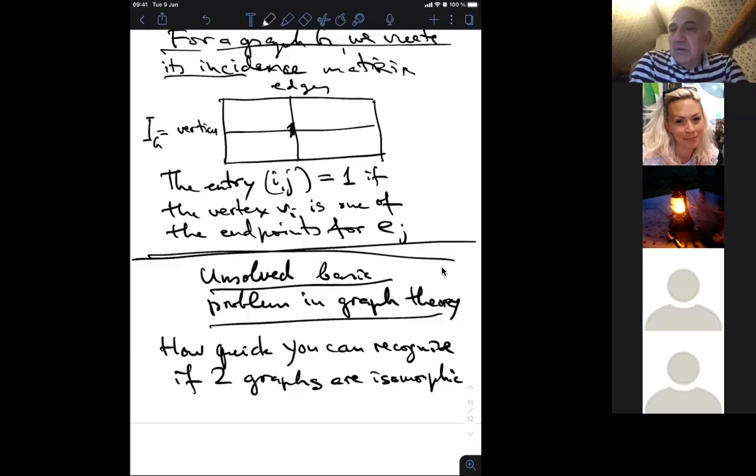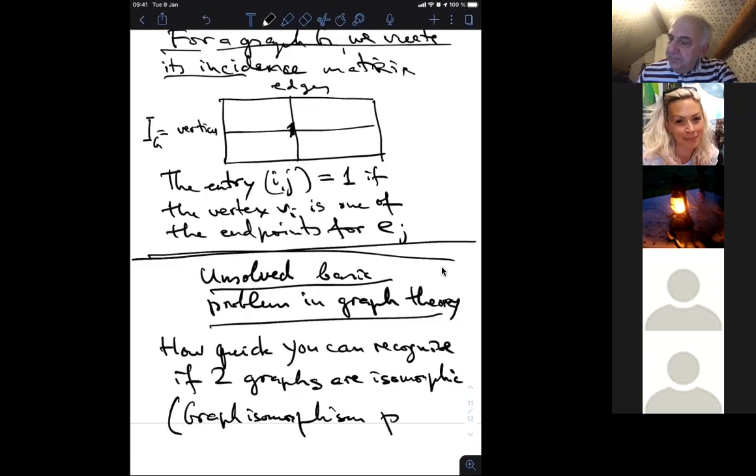N factorial grows extremely quickly with n. In practice, it's easy to program an algorithm like this, but it will take you forever to get the result if you work with graphs with, I don't know, 10 vertices already. And 10 vertices is not at all a large number. This is called the graph isomorphism problem. It's a famous problem.